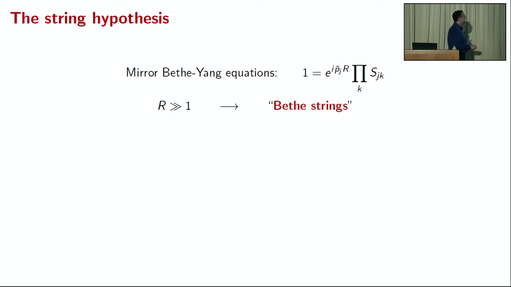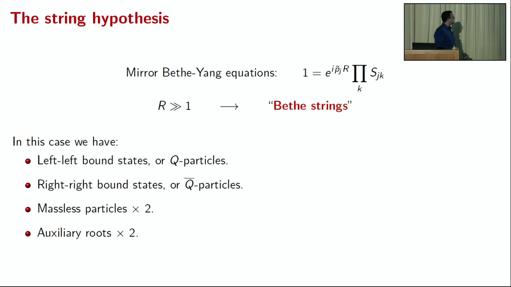So again, just a sketch. What's the idea here? We take the mirror Bethe equations, we take very large volume, and we try to identify what Bethe strings we can have. And in this theory, the Bethe strings are extremely simple, actually, because we can have bound states of left particles with left particles. We call them Q particles. Q is the number of constituents. Bound states of right and right particles. We call them Q bar particles. Then we have two types of massless particles and two types of auxiliary roots. And that's it. There are no strings where you put together a bunch of auxiliary roots with a bunch of other things, like, for instance, you have in AdS5 or in many other integrable models. So it's pretty straightforward.